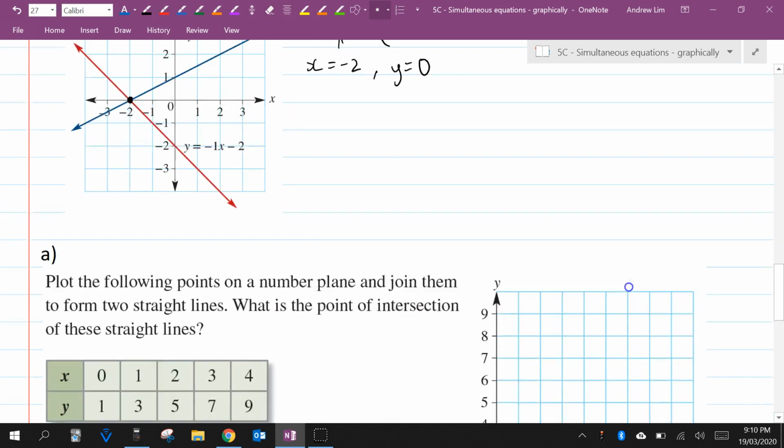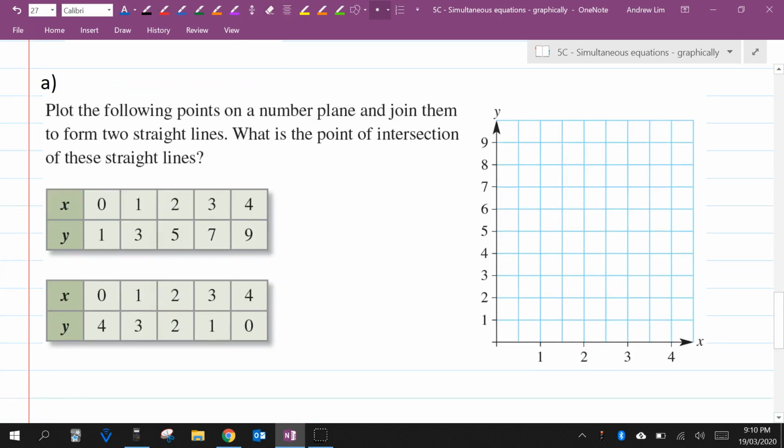Okay, so let's have a look at the first question. Plot the following points on a number plane and join them to form two straight lines. What is the point of intersection of these straight lines? So here we've got two tables of values. The first one, we can see that this point here is 0, 1. This one here is 1, 3. This one's 2, 5, 3, 7, and 4, 9.